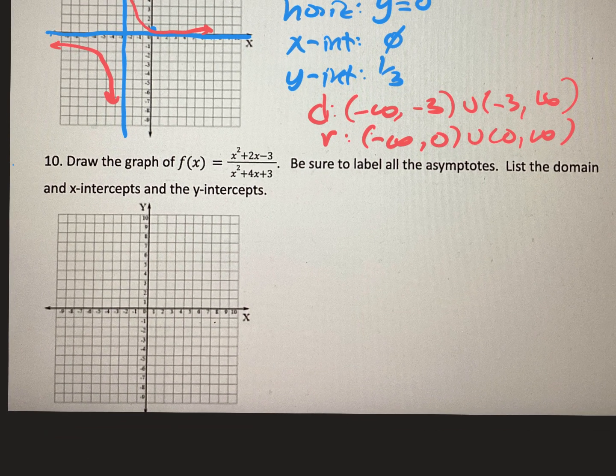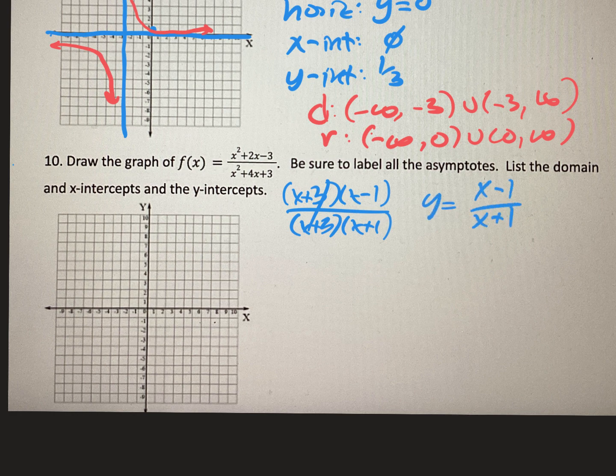So again, let's start off by factoring. If I factor the numerator, I'm getting x plus 3, x minus 1. Factor denominator, I'm getting x plus 3, x plus 1. So because those cancel, here's what I'm really graphing. I'm really graphing x minus 1 over x plus 1. So here we go. Vertical. Whatever makes the bottom 0, x equals negative 1.